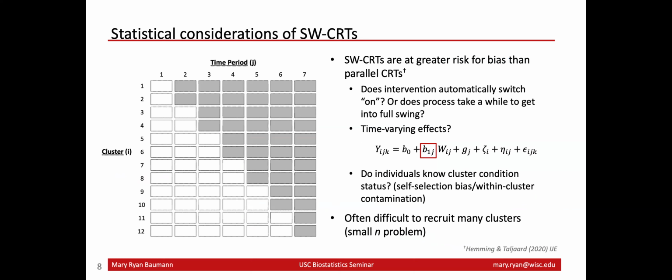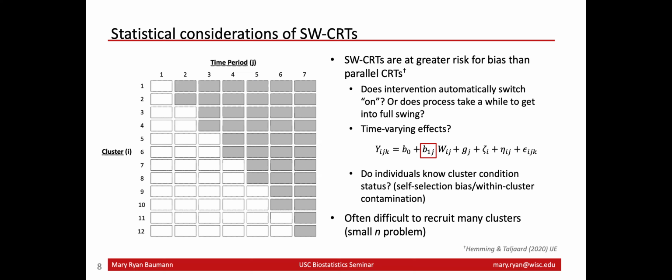Thinking about how long it's going to take an intervention to really get going within a cluster, or are you going to have some sort of ramp up period that you need to account for? Are you going to need to be looking at an initial spike of efficacy and then it tails off a little bit the longer the trial goes on?